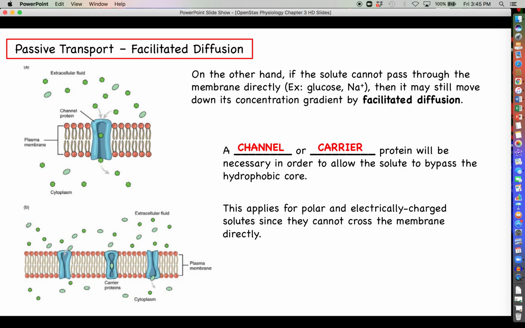So this specific facilitated diffusion specifically applies for polar and electrically charged solutes, since we've already established that they cannot cross the membrane directly. This does not apply to very big molecules like proteins. Proteins are too big to move through another protein.